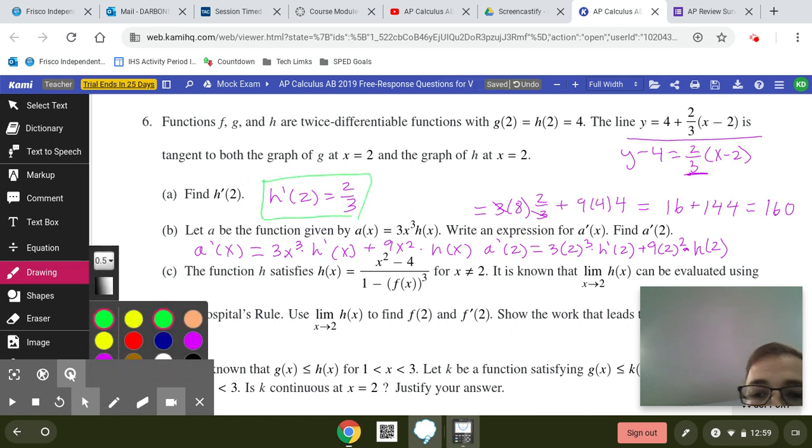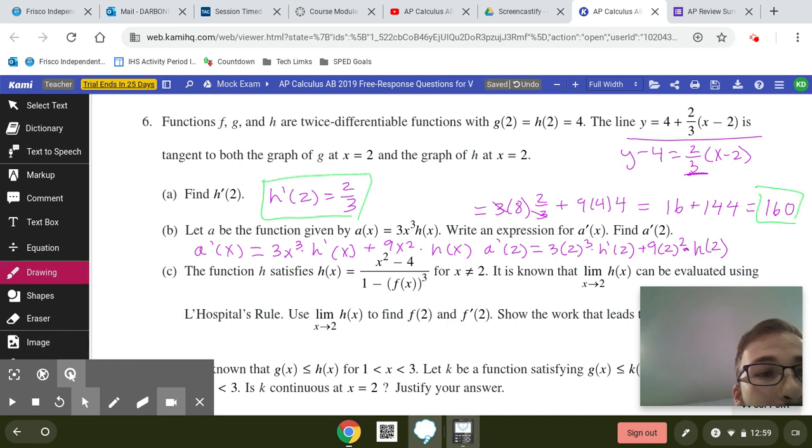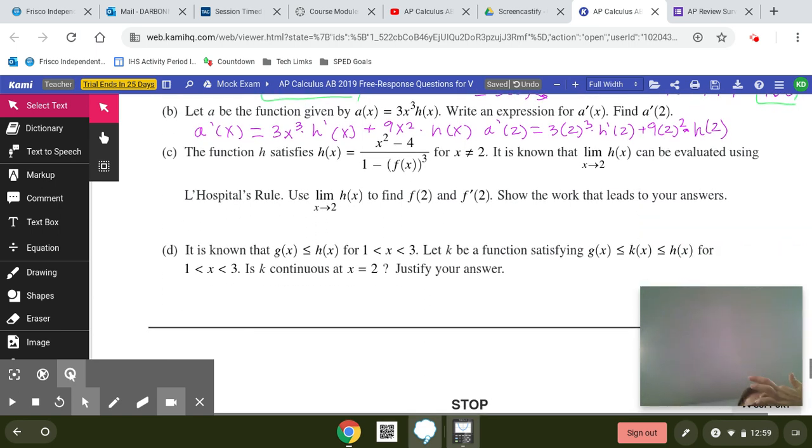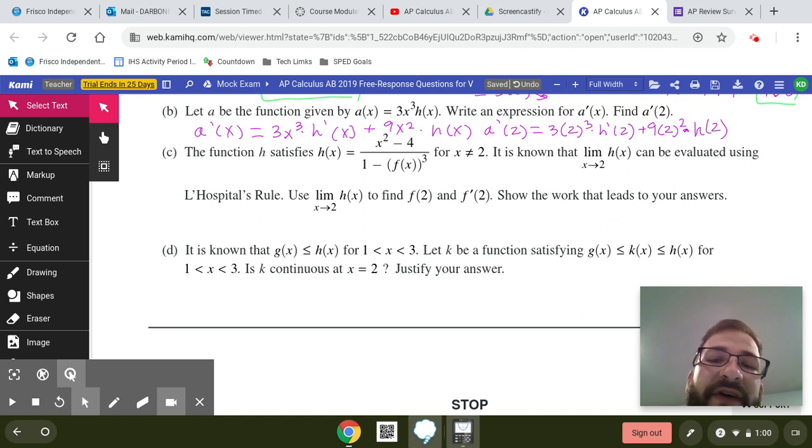All right, so far, this question is not too bad. Just derivatives. All right. C, the function h satisfies h of x is equal to x squared minus 4 over 1 minus f of x cubed, for x not equal to 2. It is known that the limit as x approaches 2 of h of x can be evaluated using L'Hopital's rule. Use the limit as x approaches 2 of h of x to find f of 2 and f prime of 2. Show the work that leads to your answers.